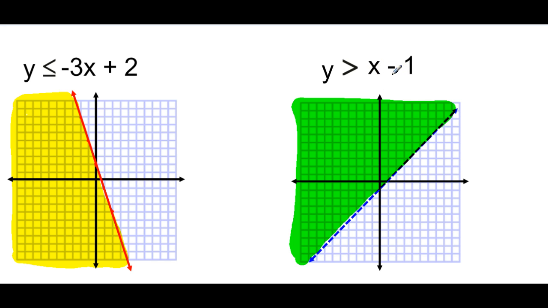For this one, I am going to start at negative 1 on the y-axis. It has a slope of 1, which is up 1, right 1, up 1, right 1. It's just the greater than sign, so I use a dotted line, and greater than is above.